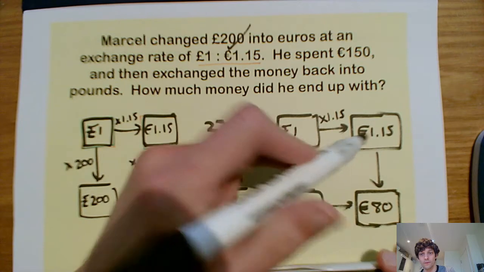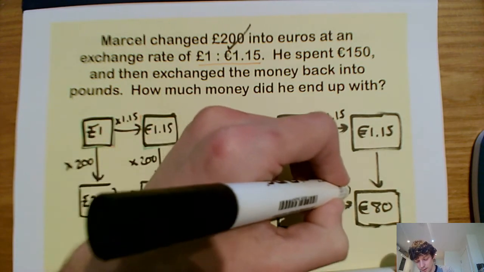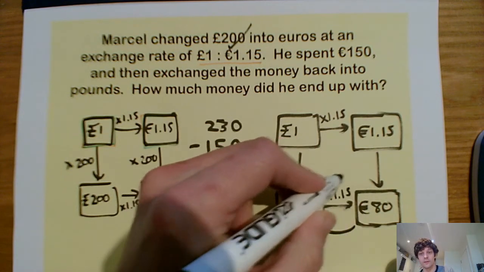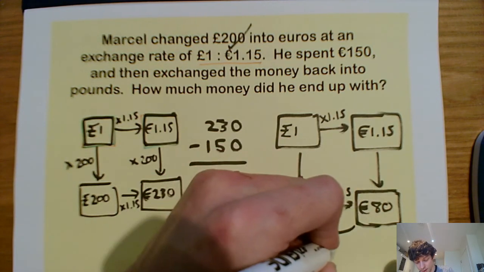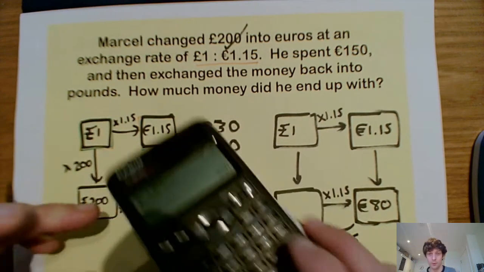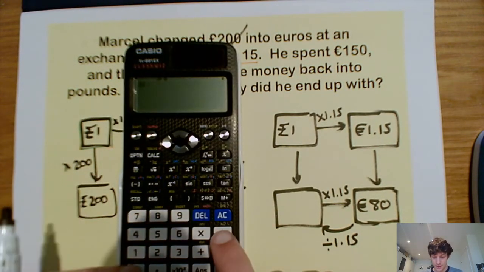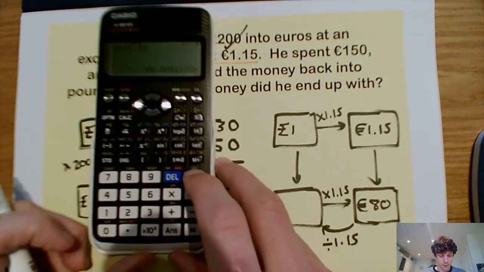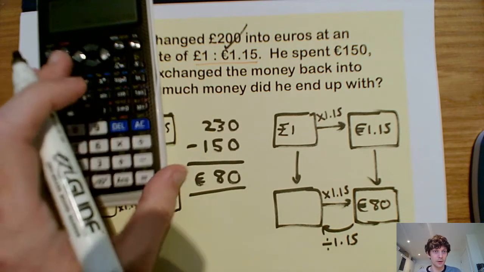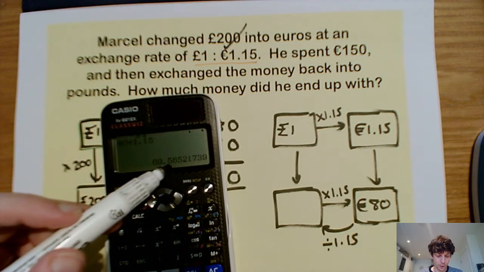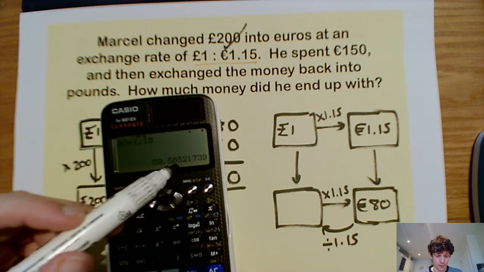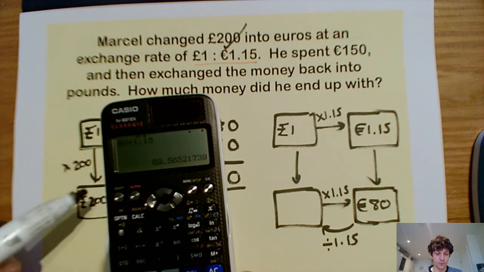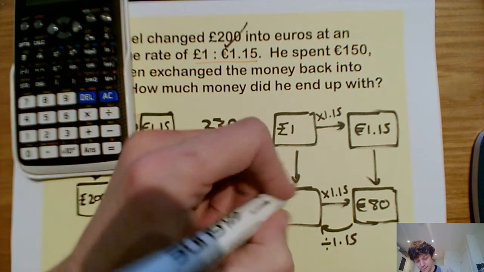1 times 1.15 is 1.15. I don't want to go from the left to the right. I want to go the other way, so I have to do the inverse of multiplying by 1.15. I have to divide by 1.15. 80 divided by 1.15 is going to give me this answer that I've got here, which is 69.565. So if I round to 2 decimal places, that 5 is in my 3rd decimal place, I'm going to round up and get 69.57.